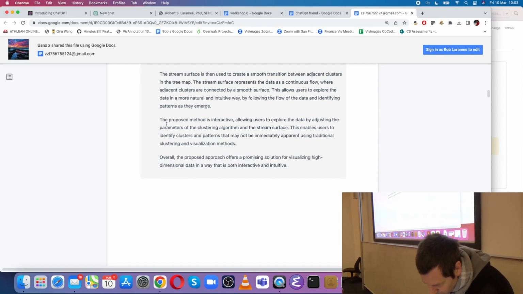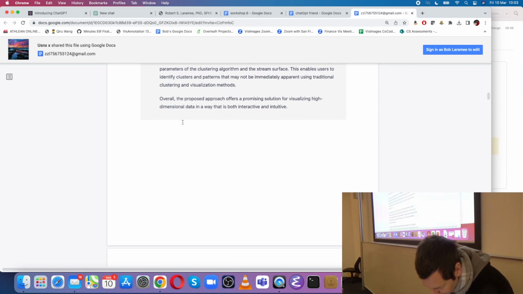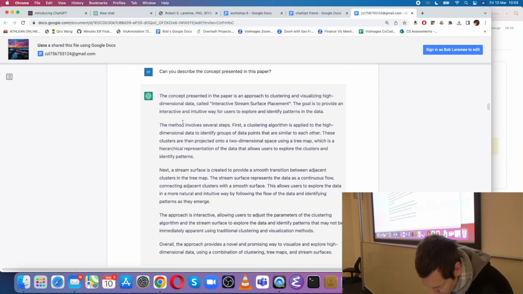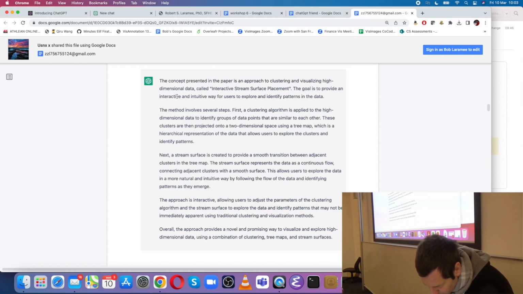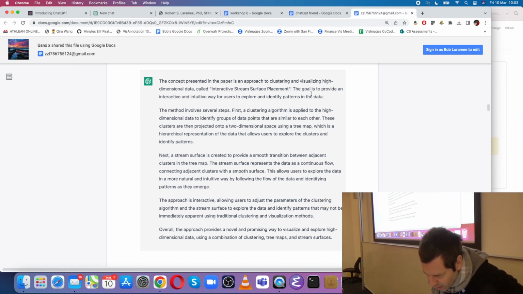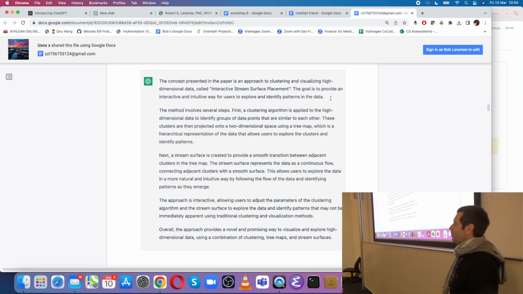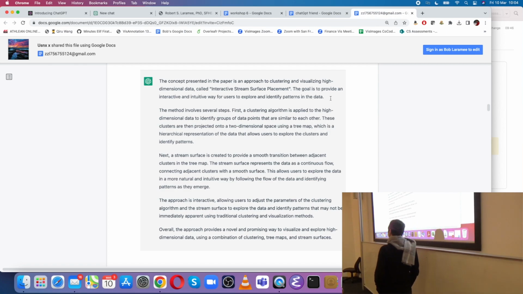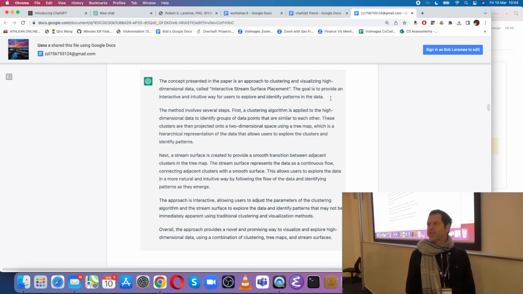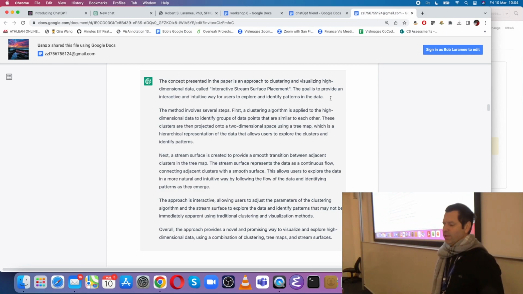Okay, that's true. The concept was customer visual. The goal is to provide an interactive and intuitive way for users to explore and identify patterns in the data. That's true. However, you would get points for that, but that's true about every data viz paper. You could say that about every single data visualization research paper.